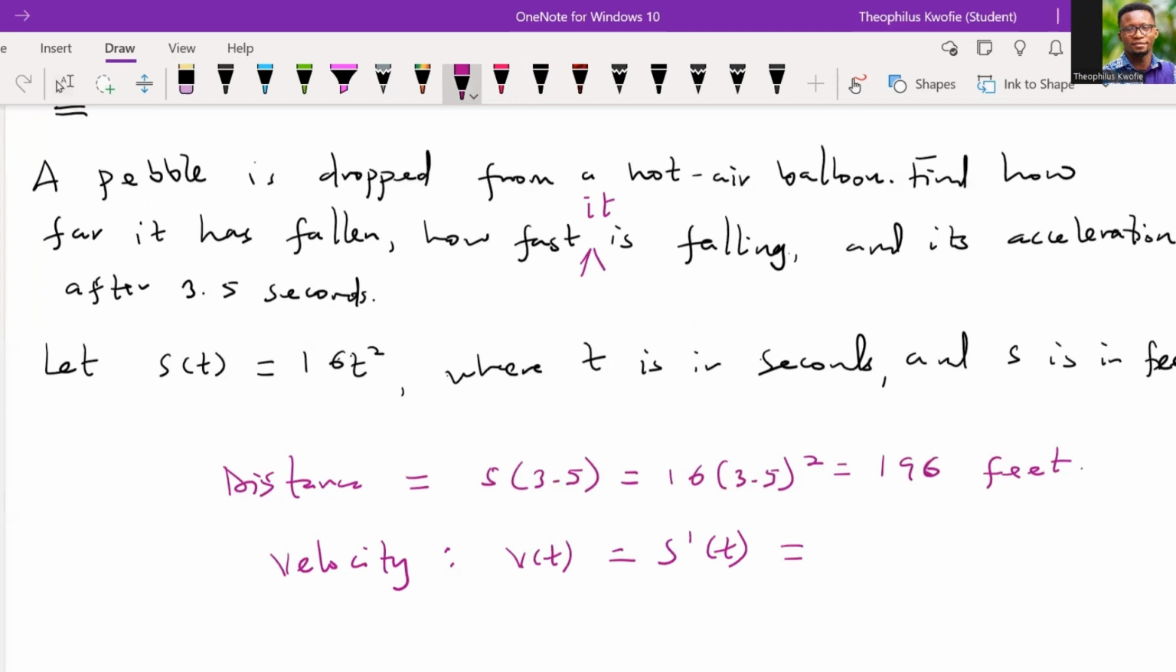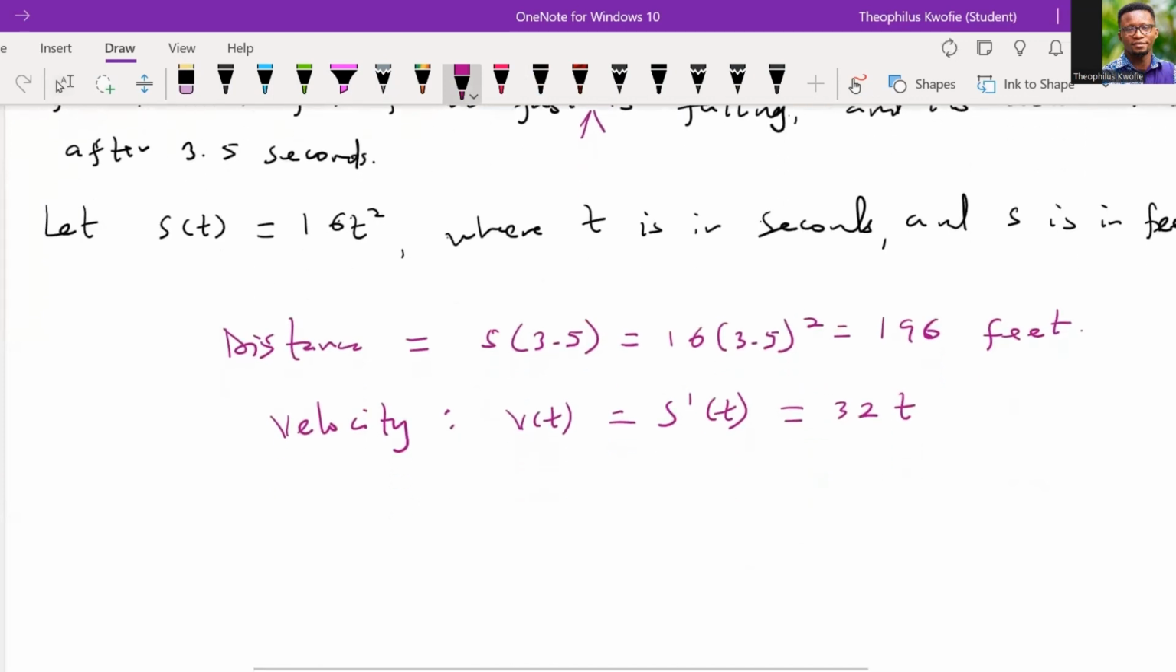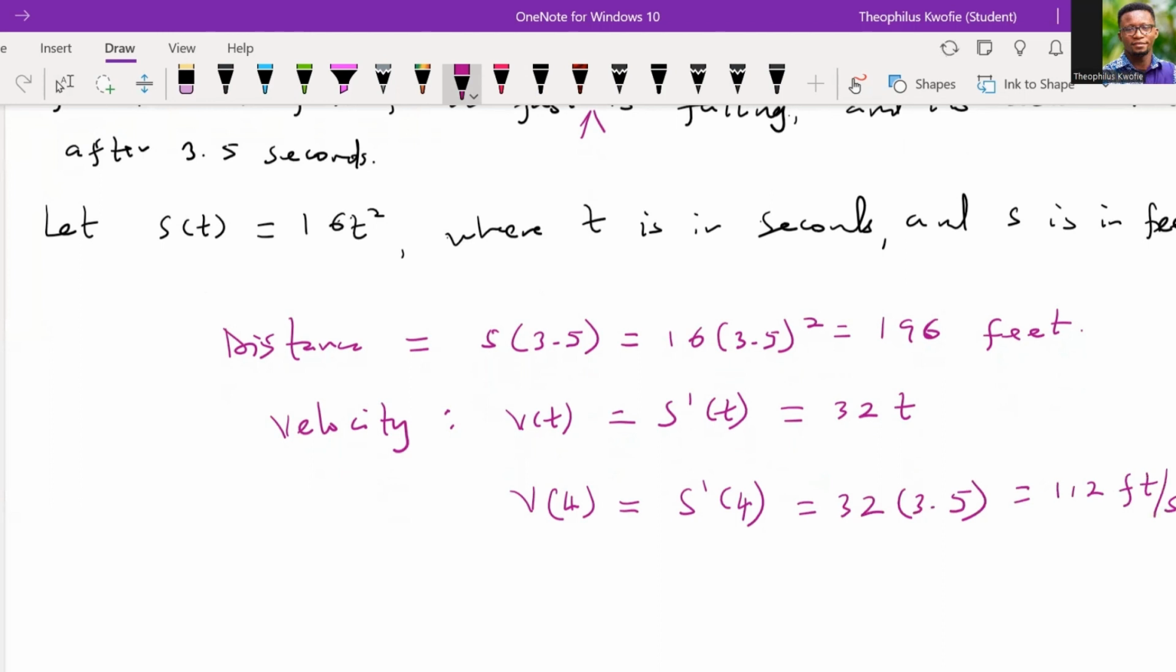And then the position function is what? 16. So 16 by 2, and that gives us 32t. Then we go further to evaluate the velocity at t equal to 3.5 seconds. So let's take note. That is going to give us 112 feet per second. So I want us to take note.